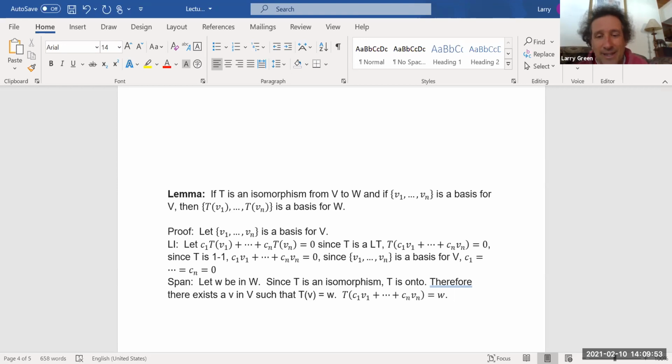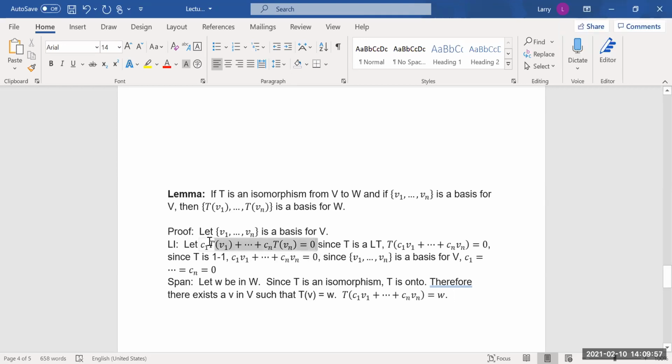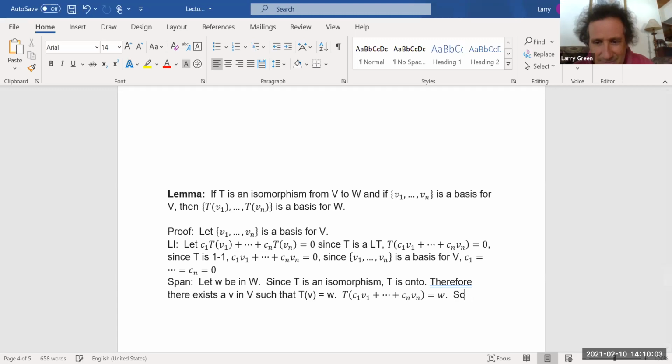But then finally, what can I do? Pull the constants out and separate the parentheses as addition. Distribute T basically. So basically I do the same thing with the kernel, except it's a W now. And that's it, I'm done. Therefore it spans. So that's the proof of that lemma.